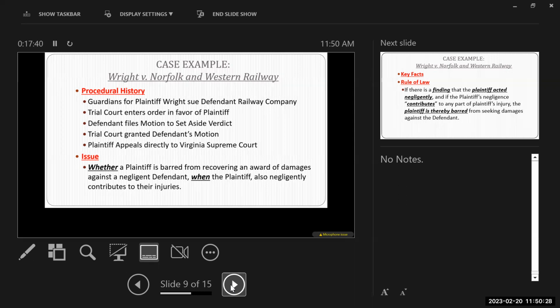So what you're doing, yes, this is torts. Yes, we're focusing on torts, but the process should be a process that you can build and use not only in your other cases, but 3 years from now when you're actually practicing law. So let's look at the Wright v. Norfolk case.